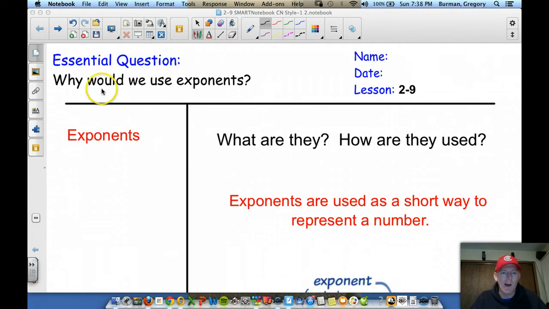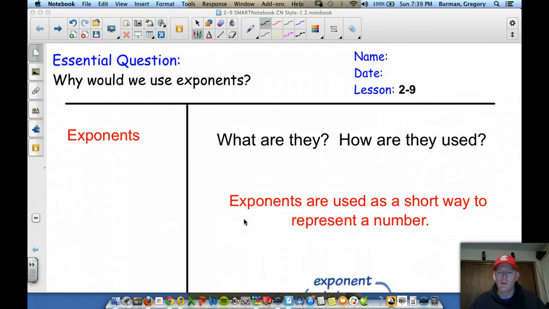We're talking about exponents, and it's really important for us to know why we would use exponents. So that's our essential question of the day. So make sure you get that stuff written down into your notes. Again, if you need to pause at any point in time, hit pause. I'm going to go through the definition things here quickly so that you can go ahead and write them down in your own time here.